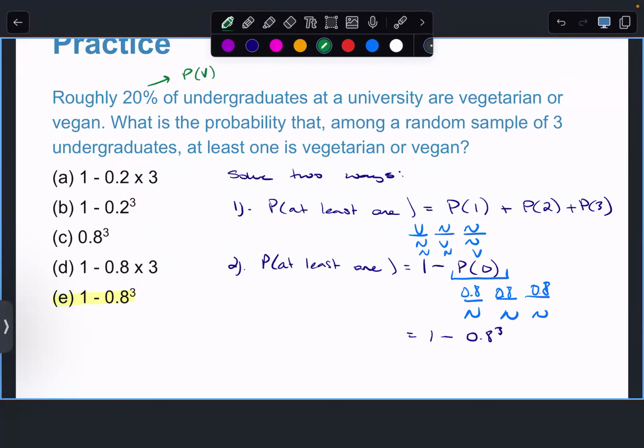The probability of being vegan is 0.2. So by the complement, the probability of not vegan is 0.8. And then if it has to happen 3 times in a row, it becomes 0.8 to the power of 3, because I'm multiplying here to get that group.